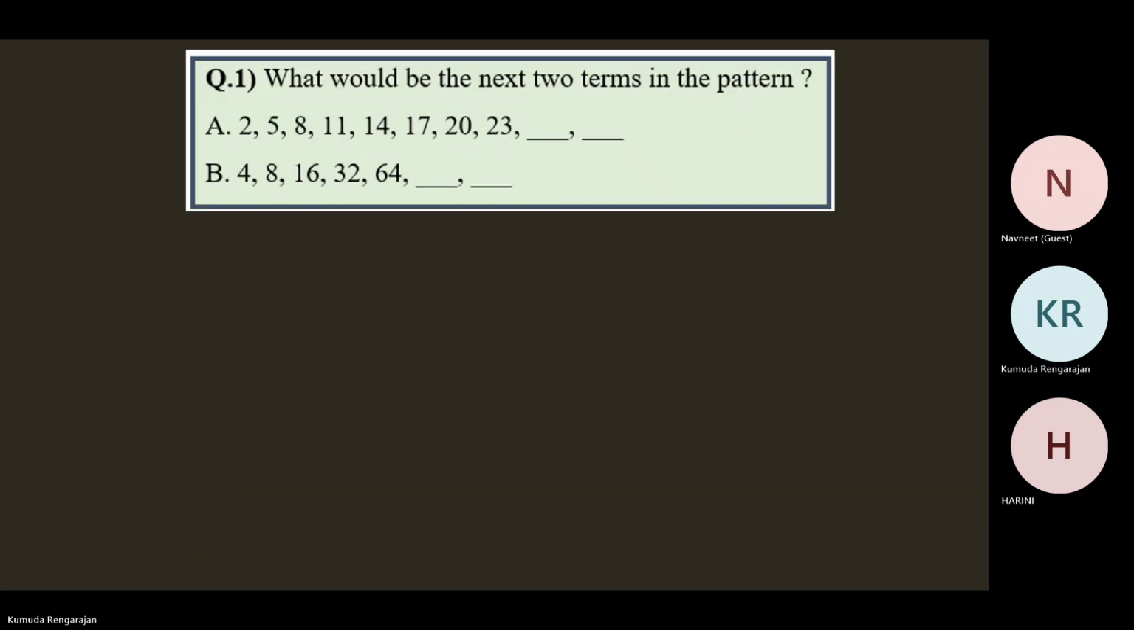Next one. So that was the example from lesson 1. Only one example. These are the practice questions. Lesson 1 practice questions. What would be the next 2 terms in the pattern? Ma'am, 26 and 29 and 128 and 256.